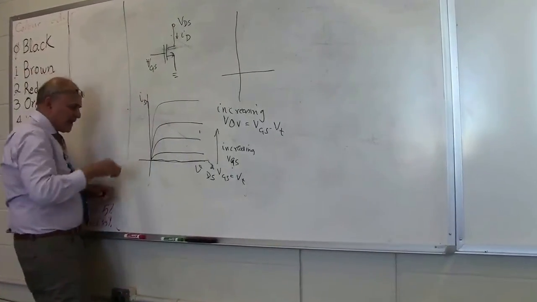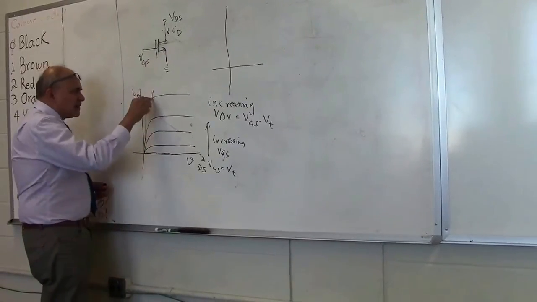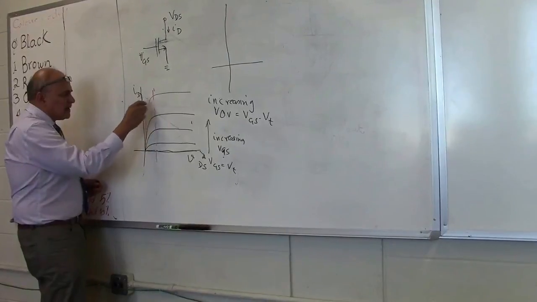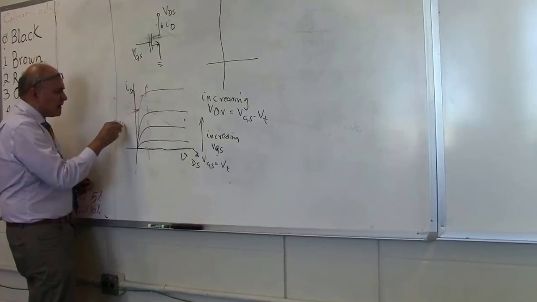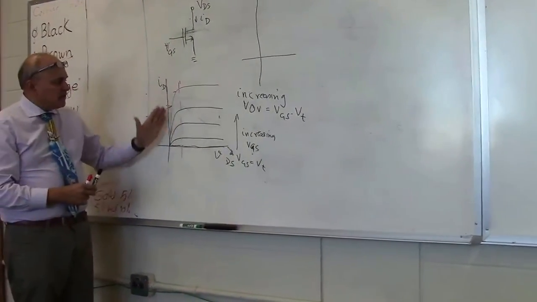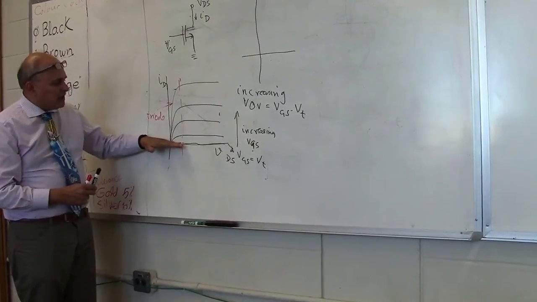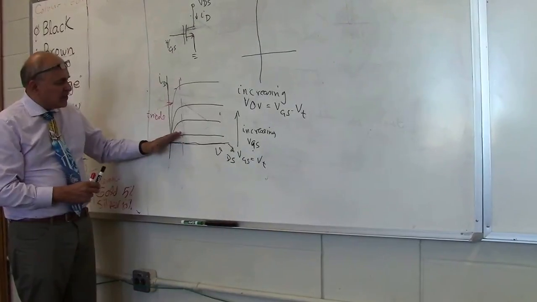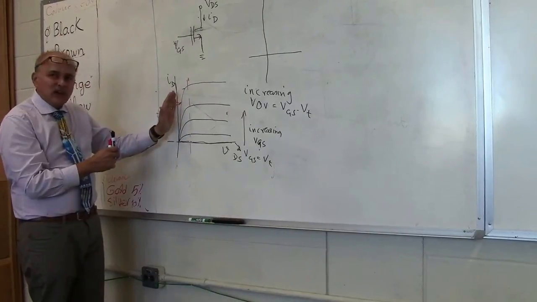Now remember that this side of the characteristic is called the triode region. It's not a precise line, but this side of any characteristic, this is the triode region. And in the triode region, we have roughly changing resistance. So when the gate is only partially open, when the channel is partially open, you get a very high resistance. And as you increase the VGS, the channel opens up and you get lower and lower resistance.